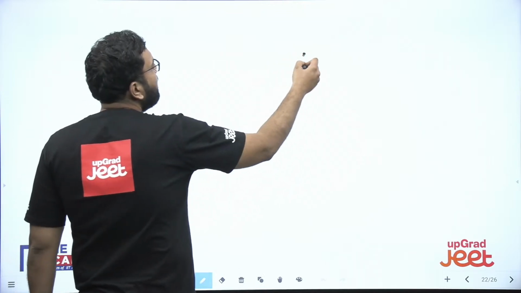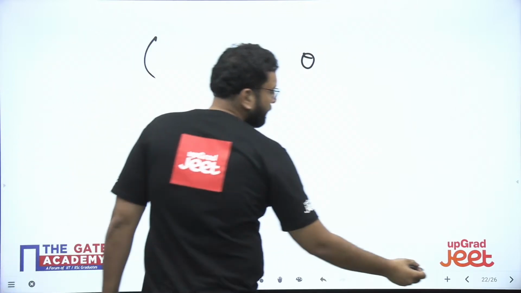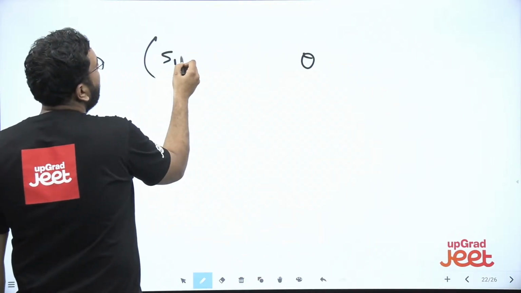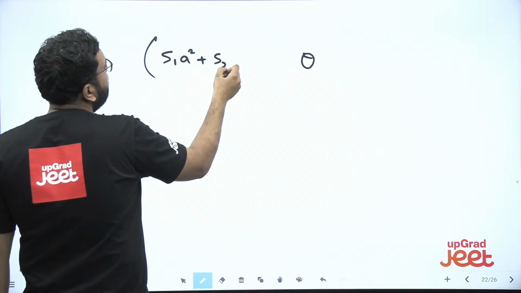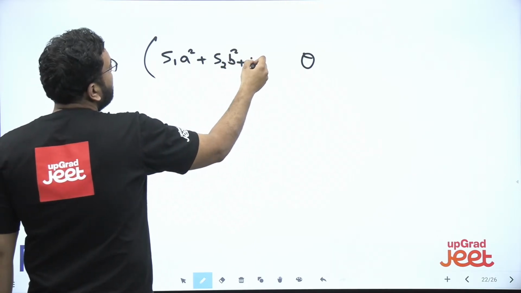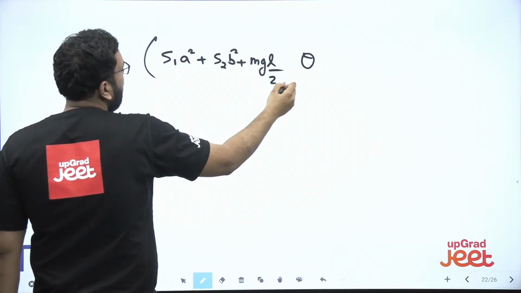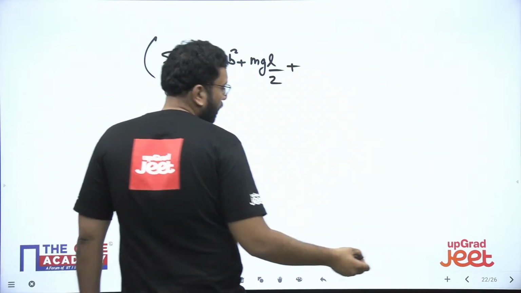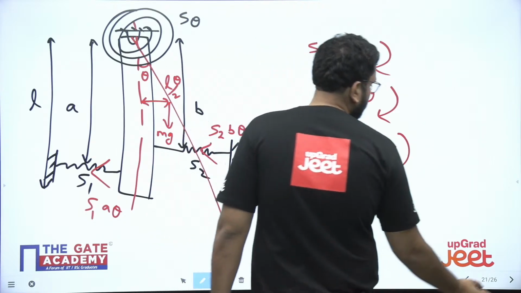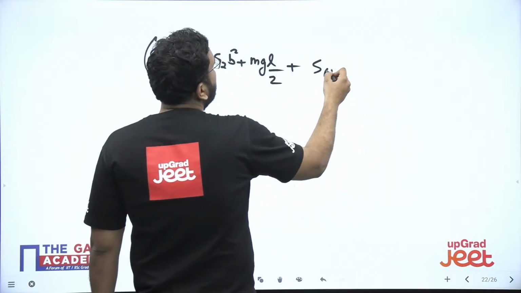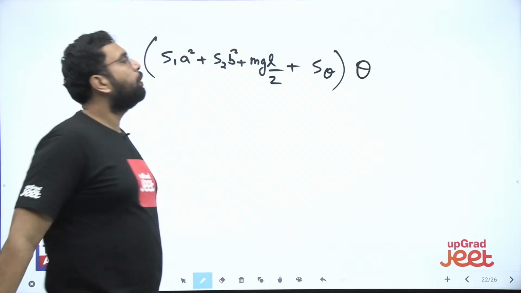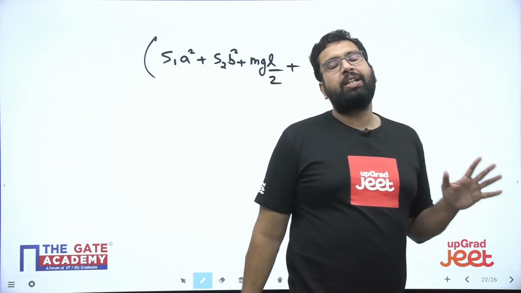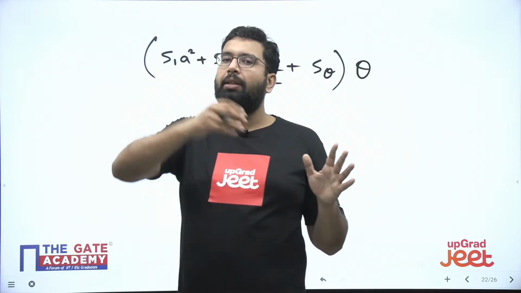When you add them, you get S1 A square plus S2 B square plus mg L by 2 plus S theta into theta. These are all the moments that we see about the hinge when we displace this rod.